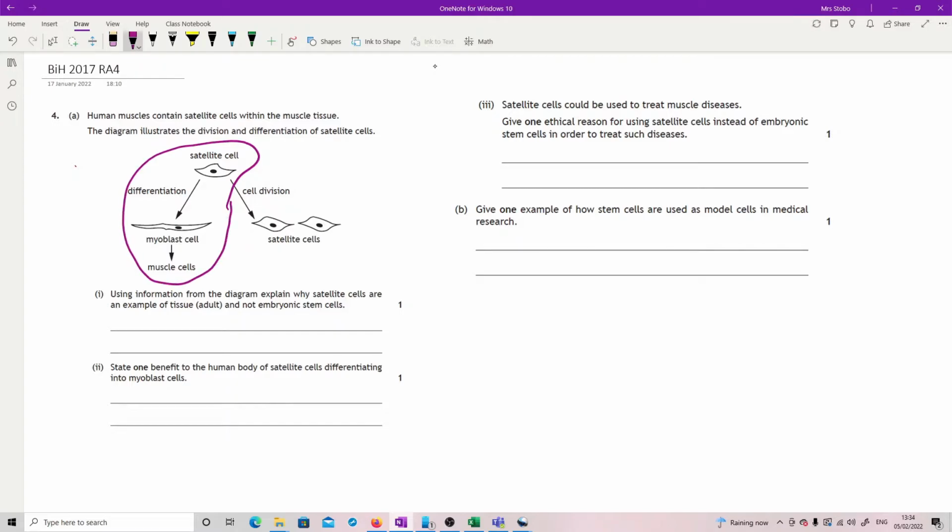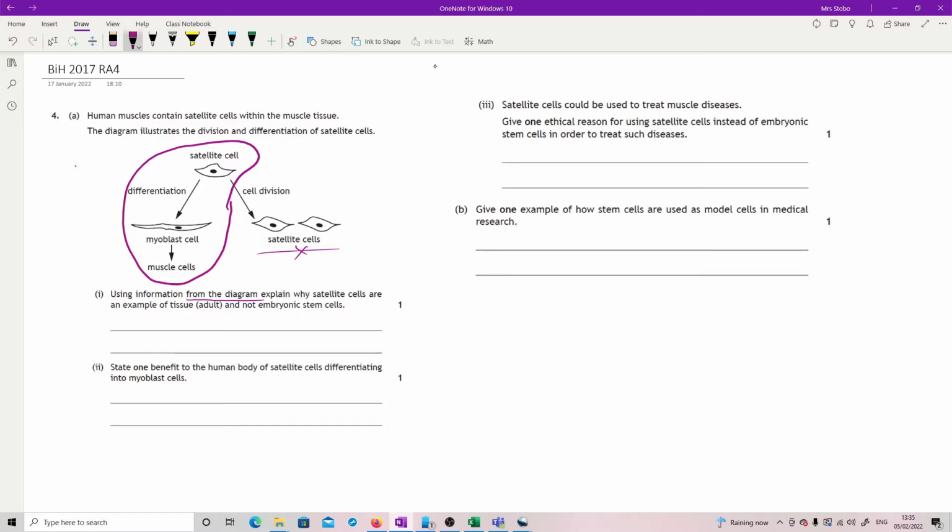because all stem cells can undergo cell division to self-renew, so it's not this bit here. And what you're looking at, and it has to be from the diagram, so I'm not just looking for a definition of an adult tissue cell. Can't just say adult tissue cells can only differentiate into a limited number of cell types, because that is just the definition, but it says from the diagram. So what you're going to say here is it is only differentiating into a limited number of cells, the myoblast and the muscle cells. Okay.